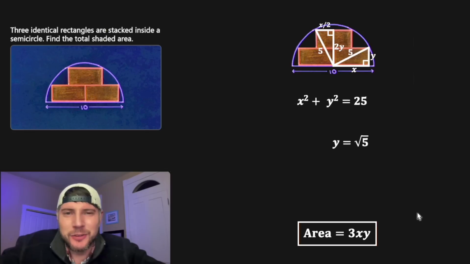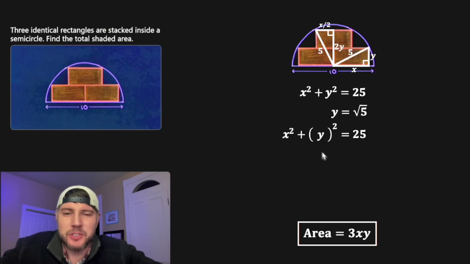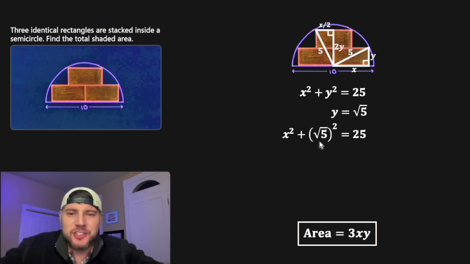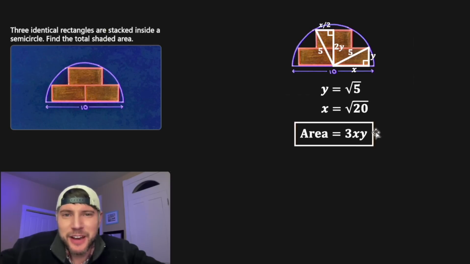And now we can solve for x. Let's copy down this equation and give ourselves some room. In the place of this y, let's substitute square root of 5. And square root of 5 squared is equal to 5. So we're left with x squared plus 5 is equal to 25. Next, we can subtract 5 from both sides, and we end up with x squared is equal to 20. After we square root both sides, we get x is equal to square root of 20. And now we have the exact values for x and y.